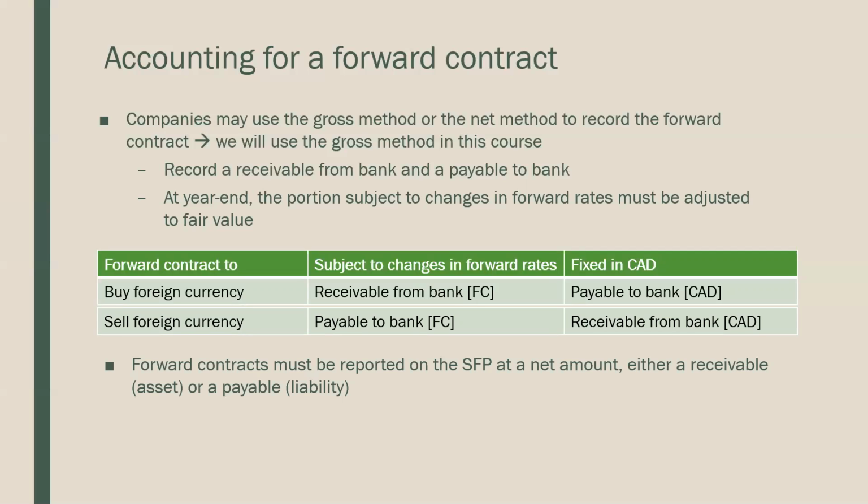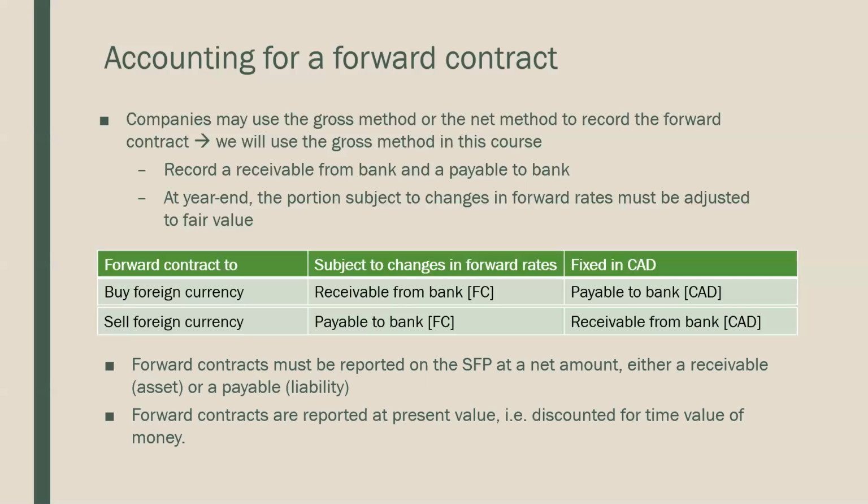Forward contracts are reported on the balance sheet at net amount. So we basically offset the receivable from the bank against the payable to the bank. And we either will have a net receivable, which is reported as an asset, or a net payable, which is reported on the balance sheet as a liability. And we also discount the amounts for time value of money. So forward contracts are reported on the balance sheet at present value.